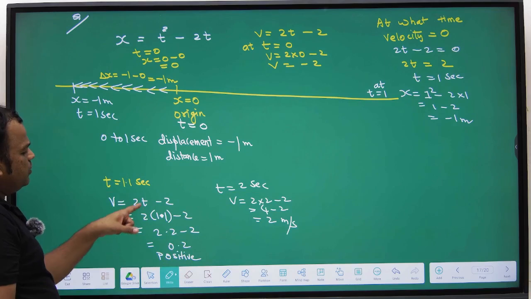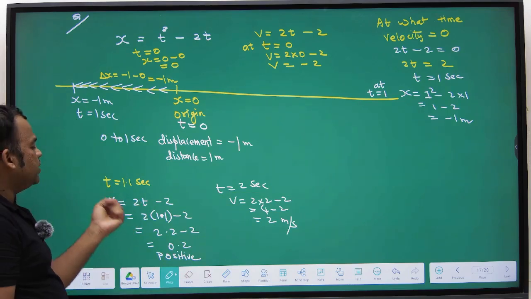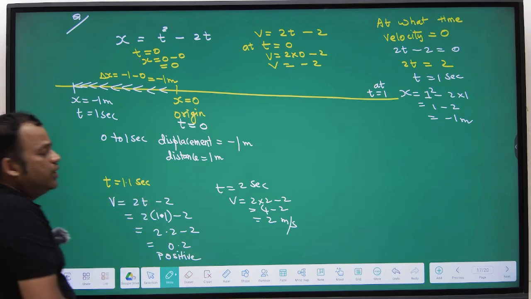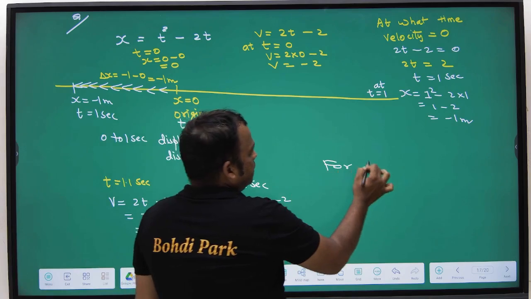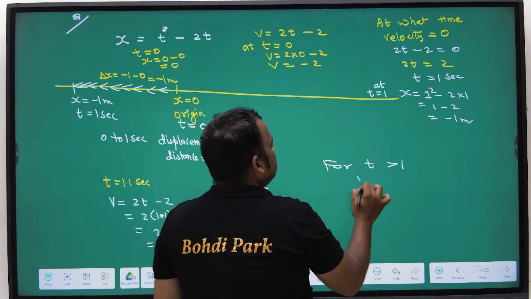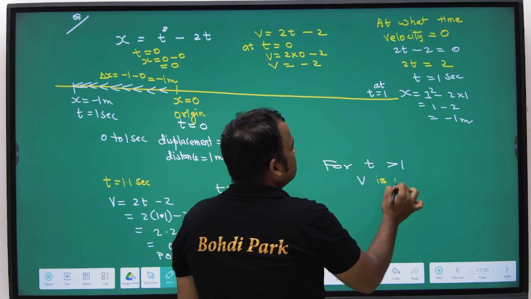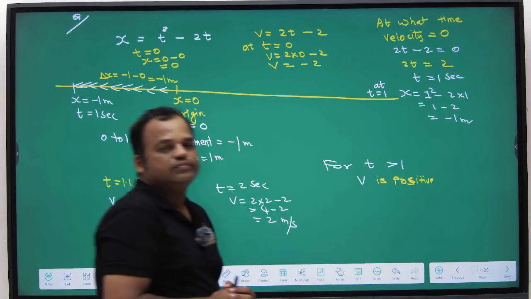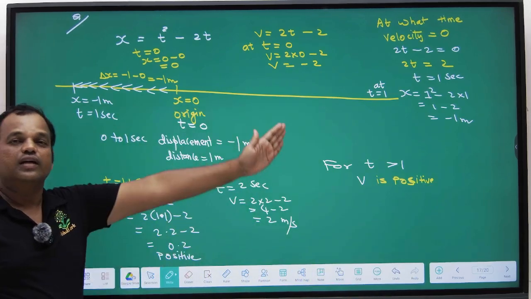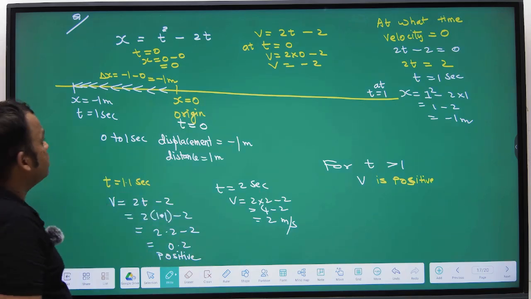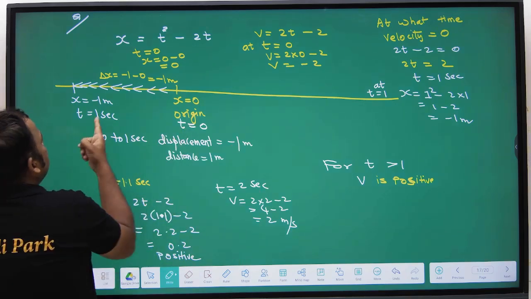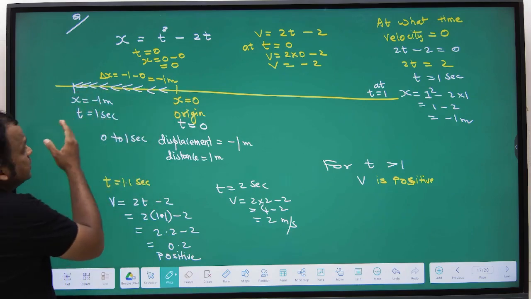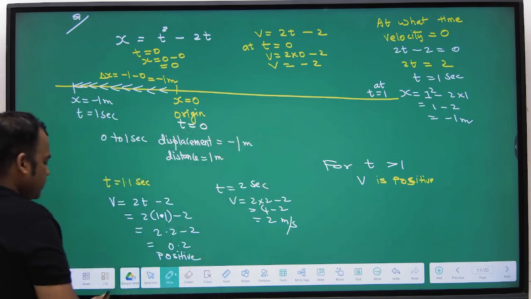So any value of t you put, as long as it is more than 1, the velocity is positive. It means the particle is going right side continuously. From 0 to 1 it is going left side, but from 1 second onwards it is going right side.